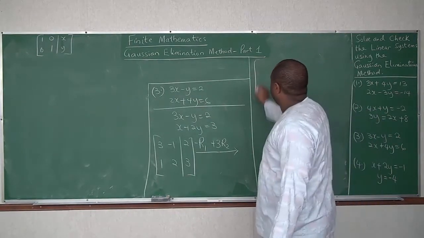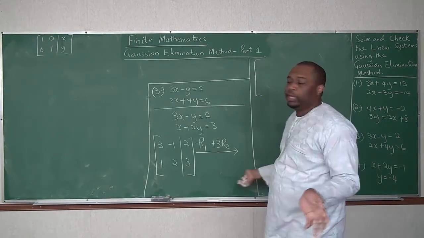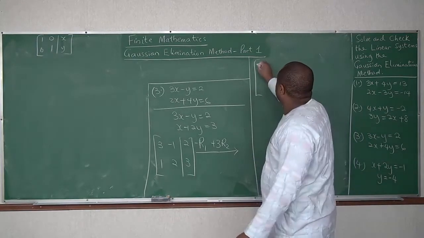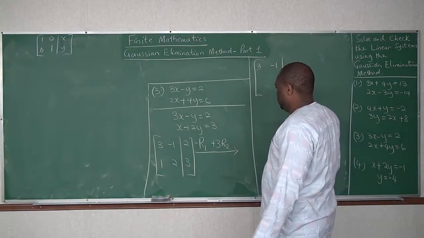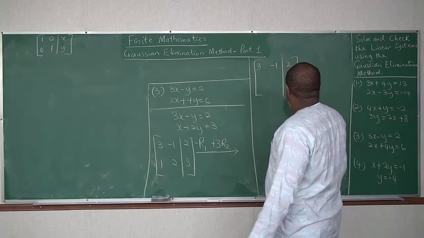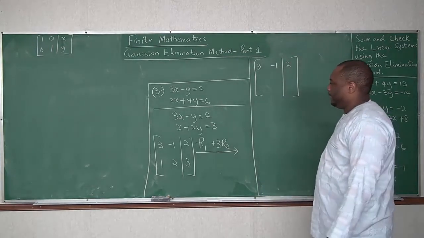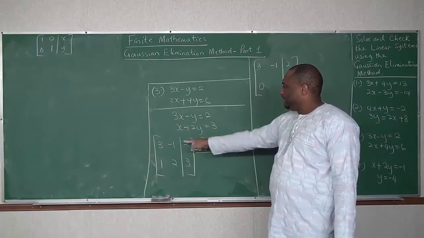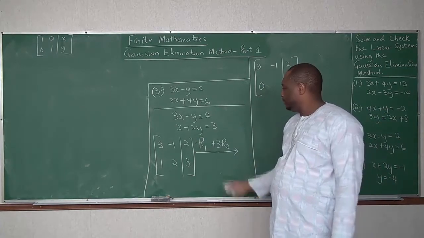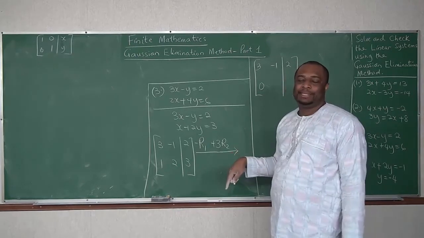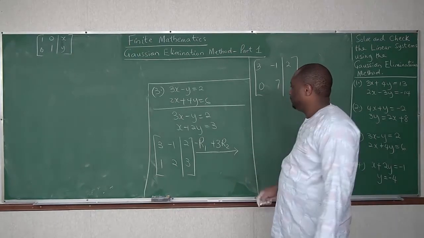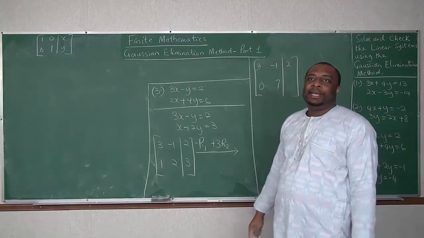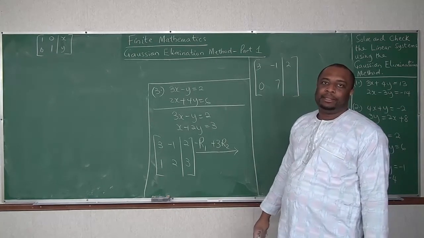What do we have from here? Which row does not change? Row 1. Write it fast. 3, negative 1, 2, right? And then negative 3 plus 3 is 0. Negative 1 is 1. Plus 3 times 2, 6. 1 plus 6 is 7. Negative 2 plus 3 times 3, 9. Negative 2 plus 9 is 7.